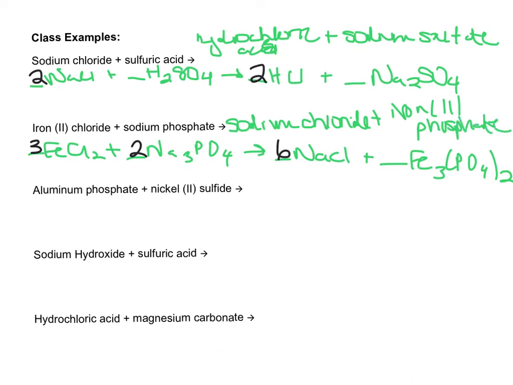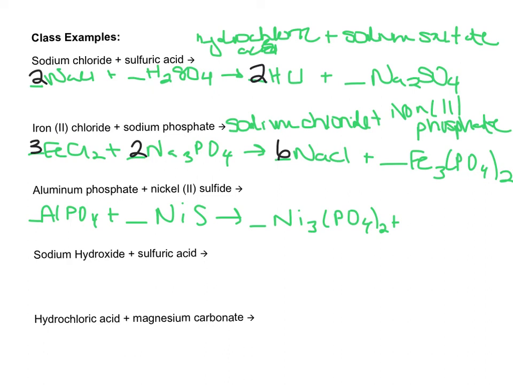Next one, aluminum phosphate. Aluminum is +3, phosphate is -3, so one of each of them, plus nickel 2 sulfide, so nickel is +2. Oh, sulfur is -2, arrow. So now aluminum and nickel are going to swap places. So we're going to end up with nickel and phosphate together. Nickel's +2 and phosphate's -3. So we're going to have Ni3(PO4)2.